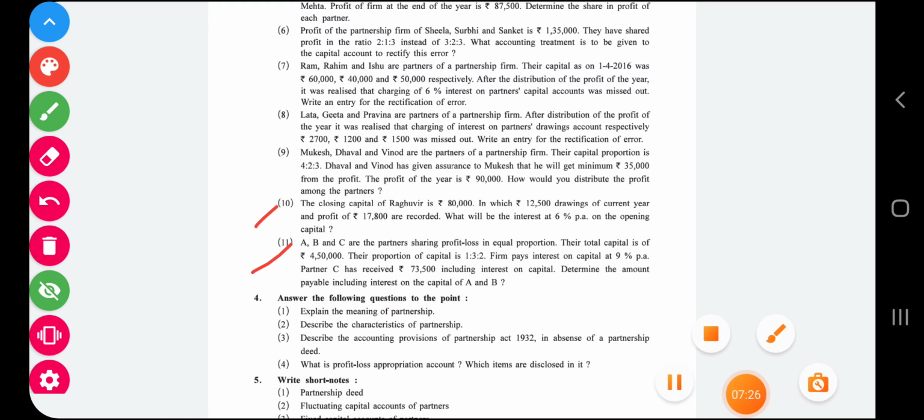Now in the next lecture I will give you a basic idea about the final accounts of a partnership firm, how final accounts are prepared, that I will explain in the next lecture.